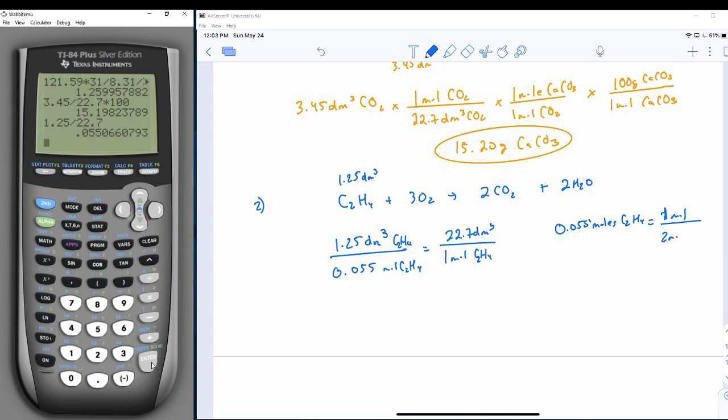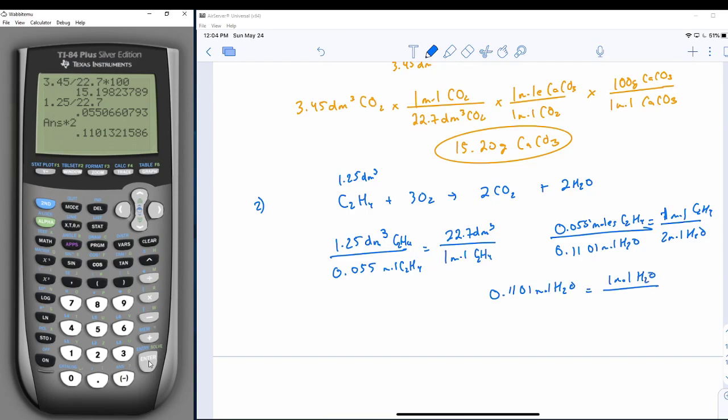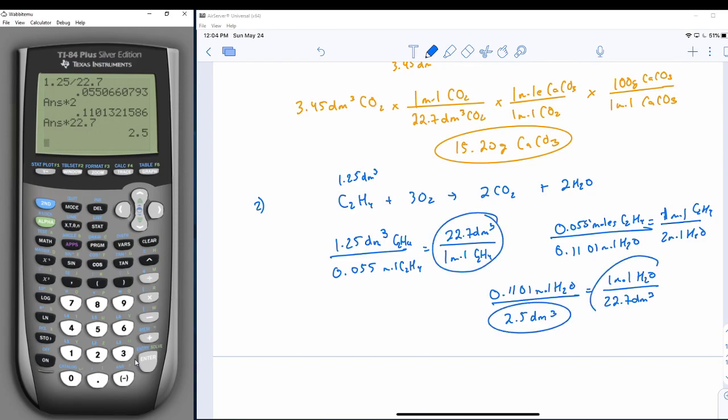And it is a 1-to-2 ratio. One mole to 2 moles of water. So then we double that, 0.1101 moles of water. And then we convert that back. 1 mole of H2O is 22.7 decimeters cubed. So we multiply by 22.7 and we get 2.5 decimeters cubed. Now that's not a coincidence. It turns out because the molar volume is the same, really all we had to do was the mole to mole ratio here. So the answer for this is 2.5 decimeters cubed.